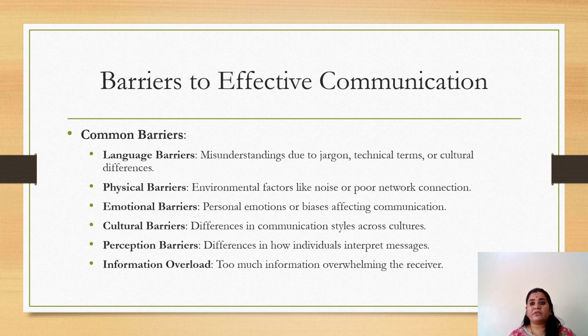Emotional barrier: suppose you are very high and the other person is low, so there is a communication gap. Then we have cultural barrier, difference in communication style across cultures. Nowadays organizations have people from all over the world, so cultural barriers are a problem. Perception barrier: somebody wants to say something but you perceive that message in a different manner. Information overload: you are getting too much information, so you get confused about which message you are supposed to take. So information overload is a problem.